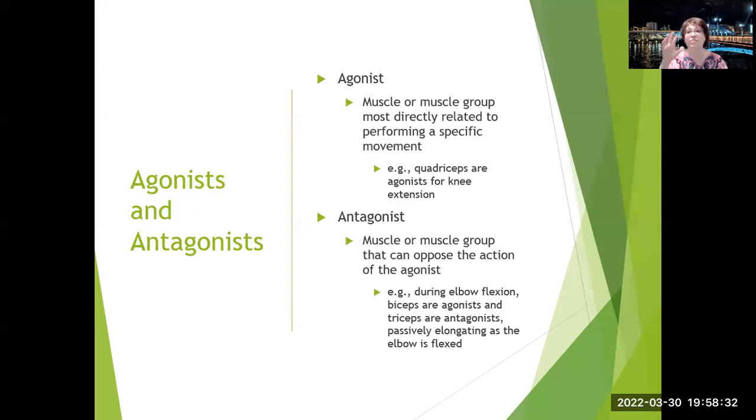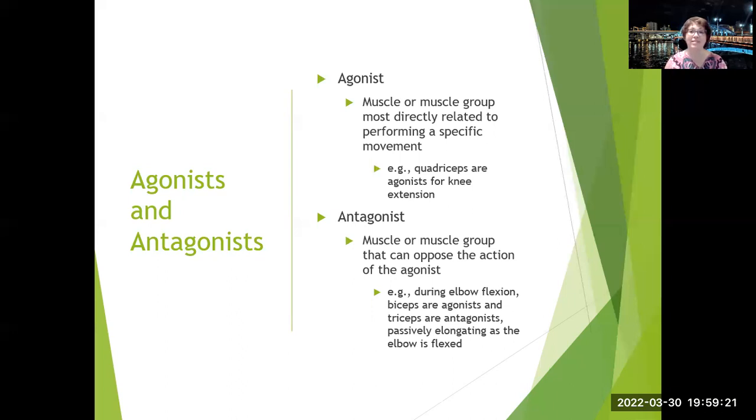So different muscle groups are acting on an individual joint segment. The agonist muscle is the muscle or muscle group that is most directly related to performing a specific movement. Example: the quadriceps are agonists for knee extension. They're the prime mover. You can think of the agonist as the prime mover of the action. The antagonist is the muscle or muscle group that can oppose the action of the agonist. So during knee extension, the antagonist muscles are the hamstrings. Another example: during elbow flexion, the biceps are the agonists and the triceps are the antagonists.